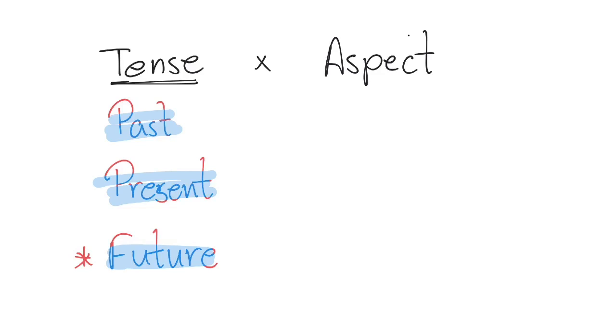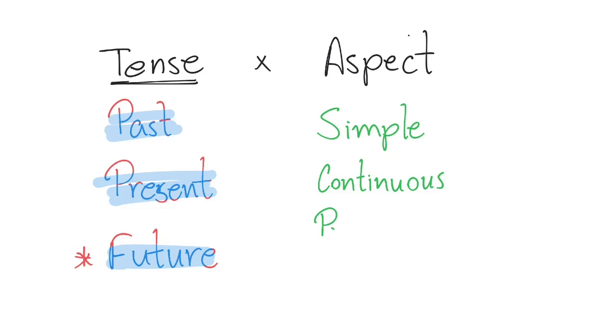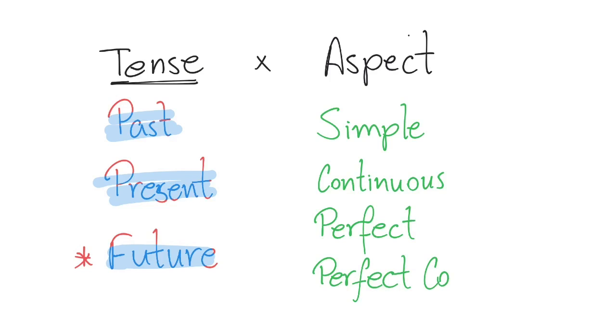And we've got four different aspects in English. So there is the simple aspect, there is the continuous or progressive aspect, there is the perfect aspect, and there is the perfect continuous aspect. Now, when we look at this, we clearly see that there are 12 verb forms in English.